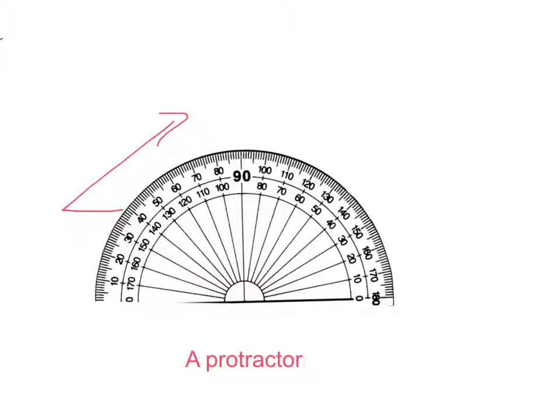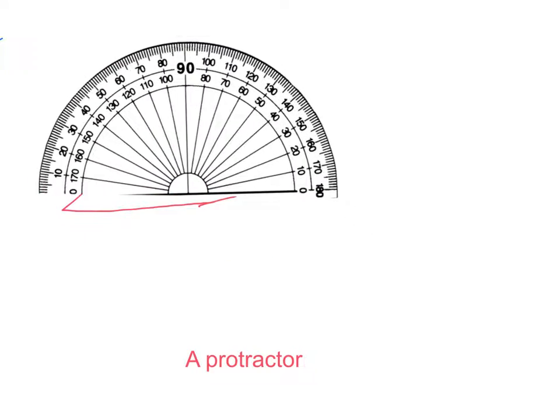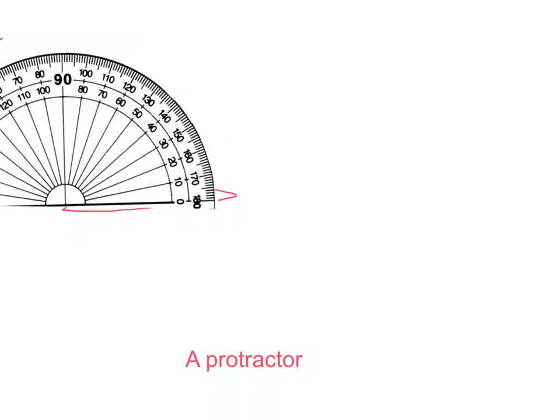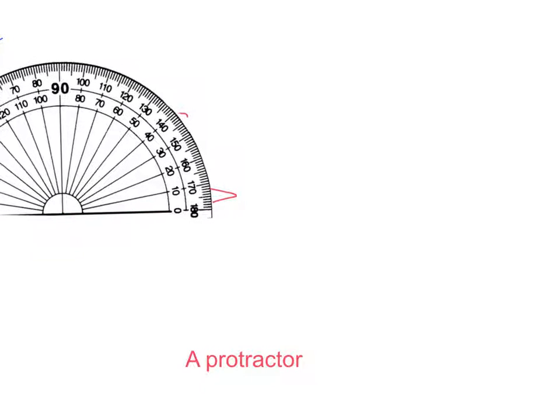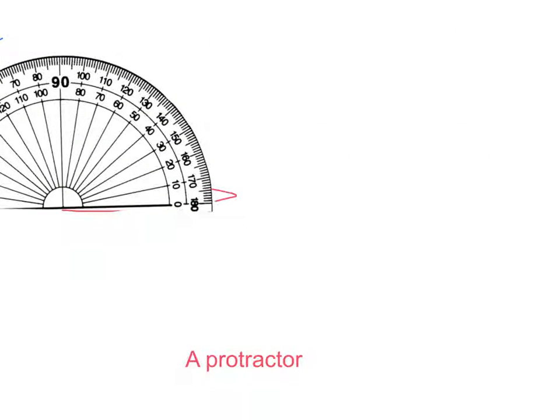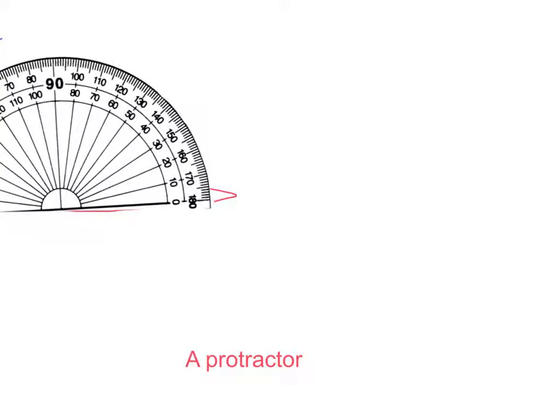So when I line this up on the angle here, I put the center part right at the vertex, or the corner of the angle, and then I try to line it up. Now this angle's not drawn perfectly straight, so I line it up so that the line goes right along here and points to the 0. So this is the 0.